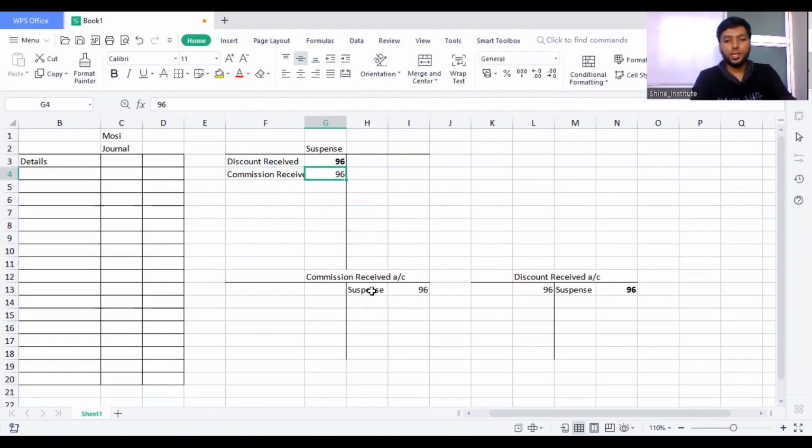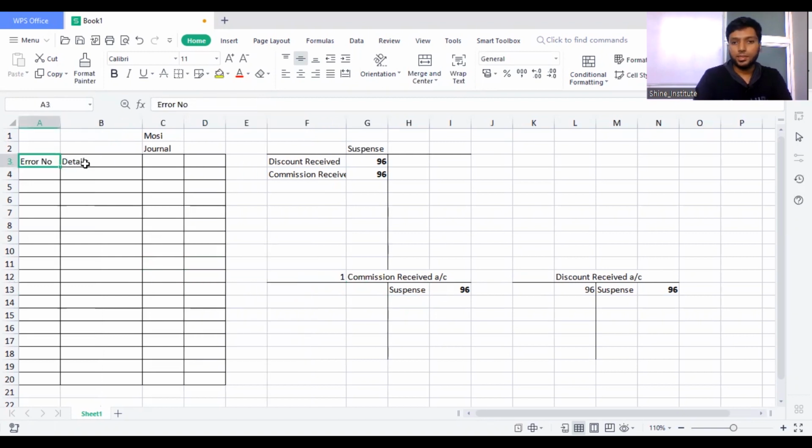Again I'm bolding it because you need to know where I took this transaction. This transaction relates to the first one, so write here number 1 for your reference. So we have done the first adjustment. Now how do I record these details? It's very easy. Error number 1.